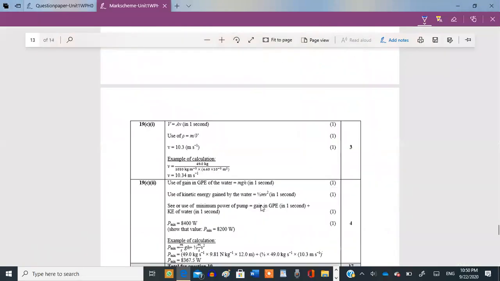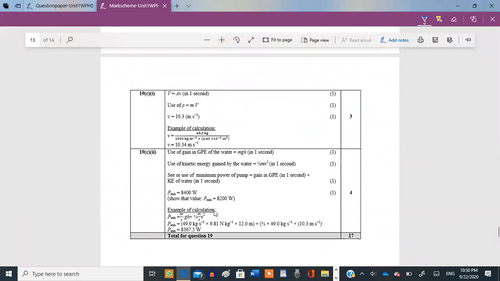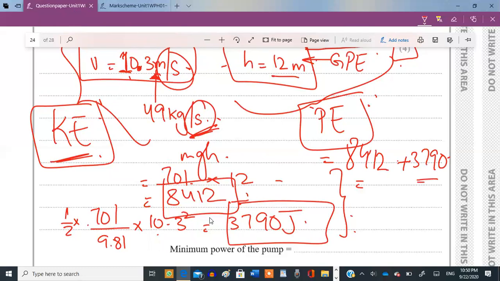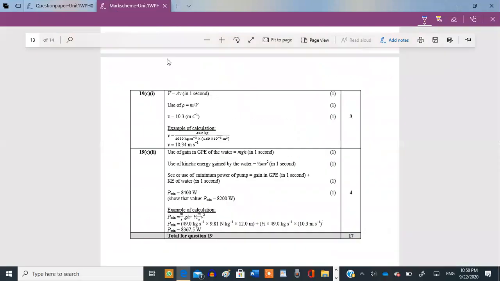Let's verify it. Potential energy plus kinetic energy. What is the answer that we get for this 8412? 12,000, 1202. What did they give? And divided by the time. What is the time? Half times mass times v squared. We did this, and mgh, 49 kgs per second.